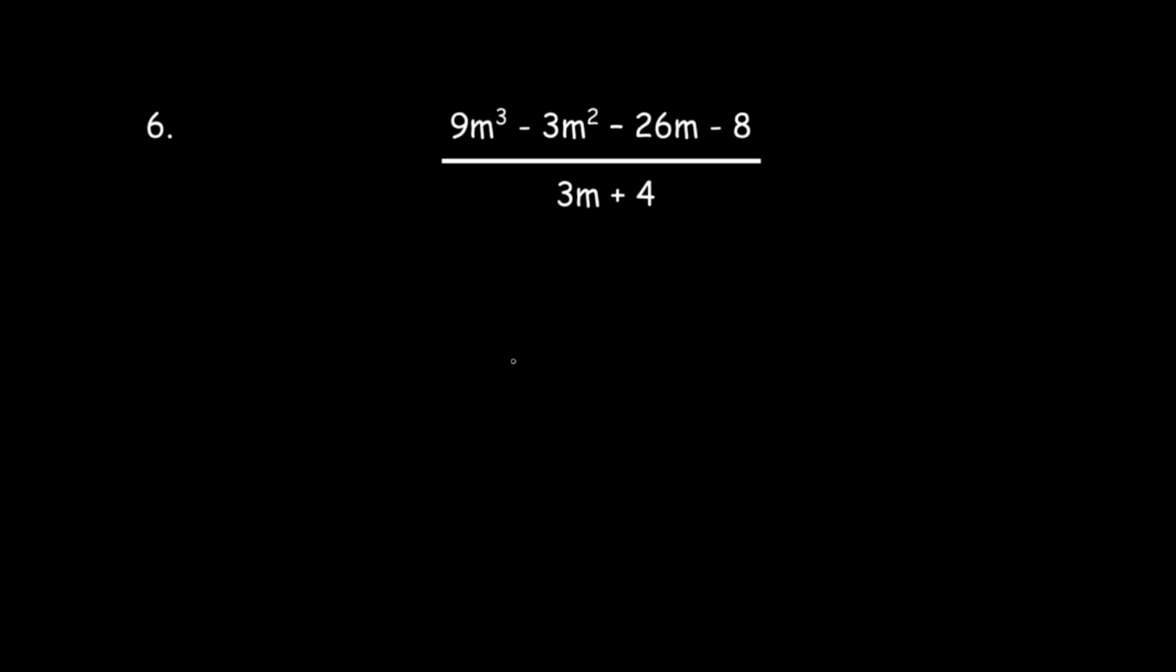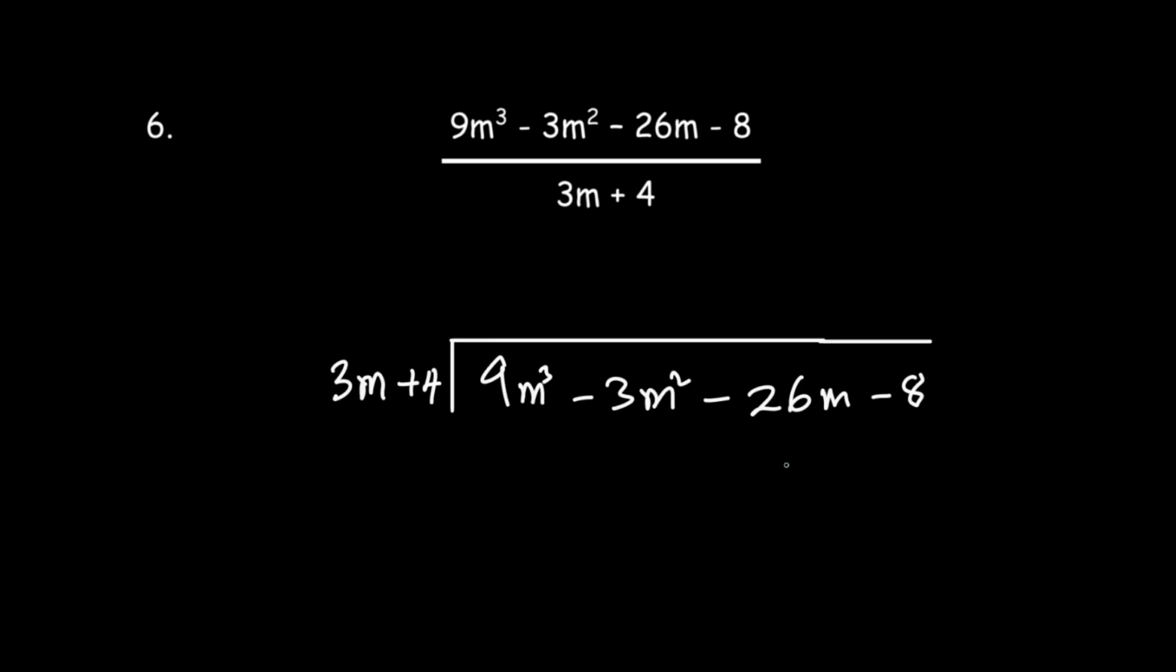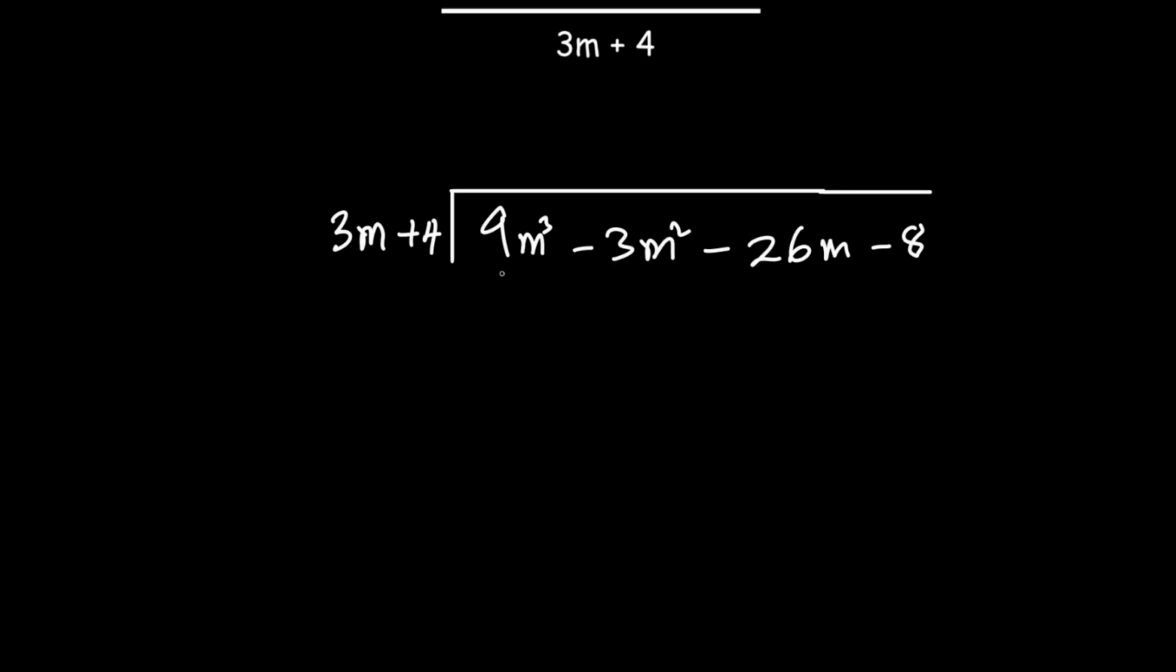This is our next question, and it's more interesting than the ones that we've done so far, right? So here, again, I'm going to put down the division symbol real quick. Okay, so let's go. Now, what is 9m cubed divided by 3m? Well, 9 divided by 3 is going to be 3. Then m cubed divided by m is going to be m squared. Then from here, we go ahead and then distribute like we have been doing, right?